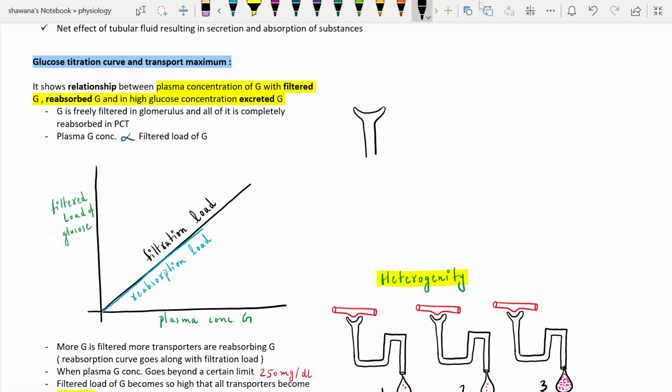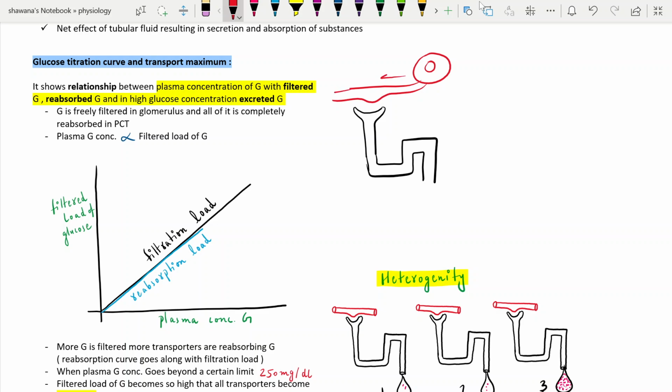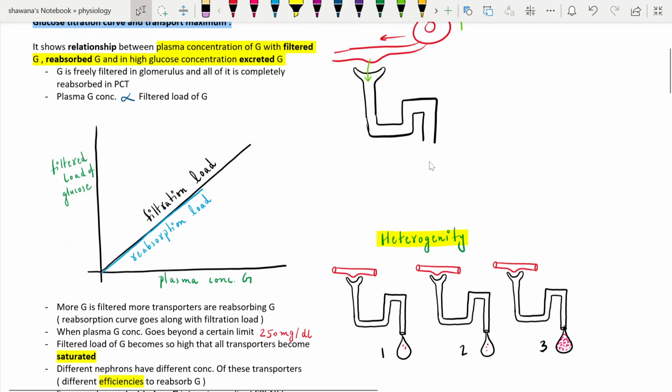Okay, this is the nephron. It's a very basic diagram of the nephron. So when the concentration of glucose in the general circulation increases, let's draw the glomerular capillaries. Yes, we have drawn it. So the filtered load of glucose also starts to increase when the concentration in the circulation increases. So there is a linear graph showing the filtered load of glucose when plotted against the plasma concentration of glucose. So we get a linear line in black color.